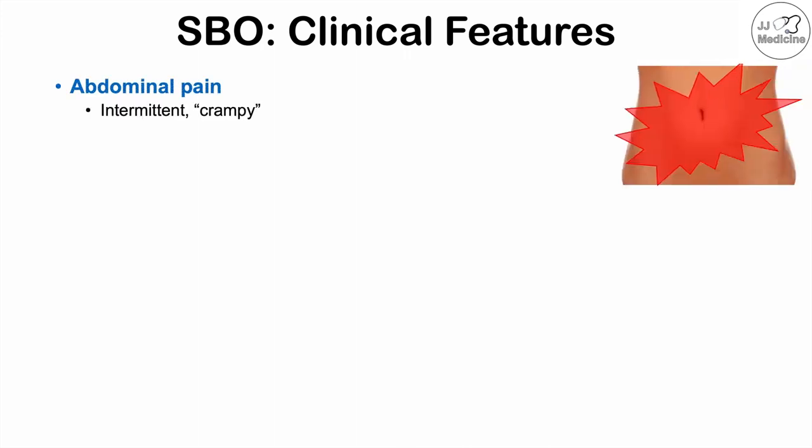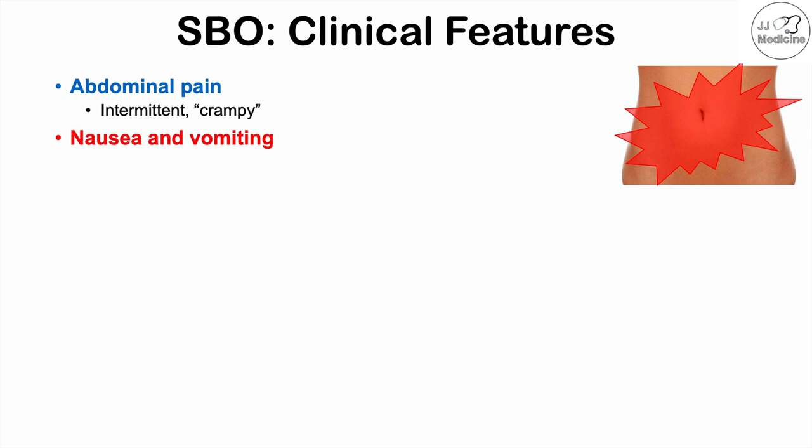So one of the most important clinical features of a small bowel obstruction is abdominal pain. So this is a colicky abdominal pain. It's intermittent and crampy in nature, and it often occurs in the epigastric area or the umbilical area. So that is where this abdominal pain occurs.